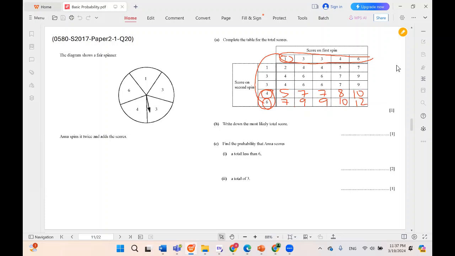In B, we are required to find the most likely score. So we want the number that was most often repeated. So 2 was not repeated a lot. 7 was repeated 5 times, or 6 times actually. So let's just circle them out. So these are the 7s here.